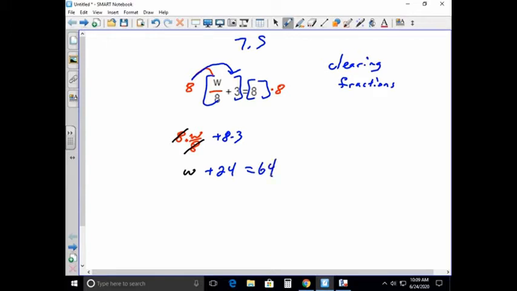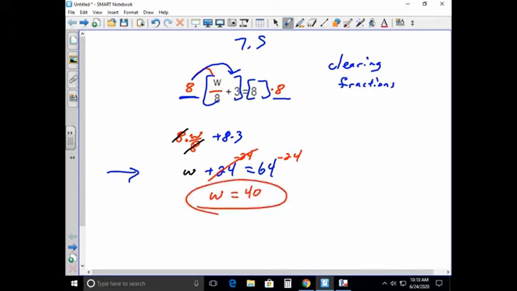So by multiplying everything by 8, we made our fractions go away. We have a new equation. It's equivalent to the first one because we did the same operation on both sides, but it's a simpler equation because it doesn't have fractions. So to get w by itself, the opposite of adding is to subtract. So subtract 24 from both sides. Those cancel. So we get w is 40.